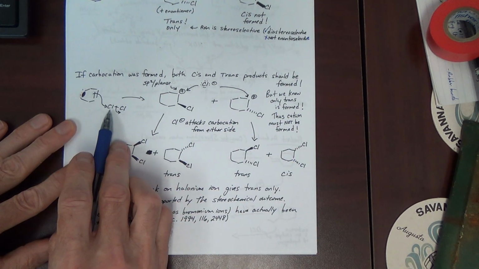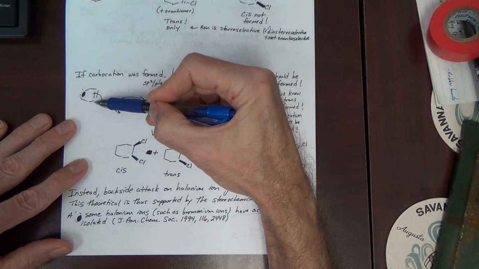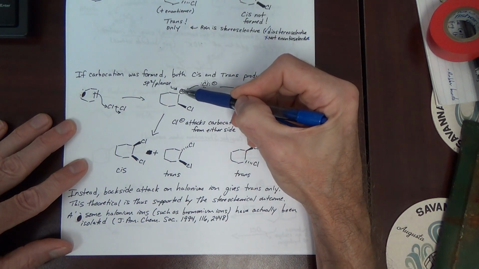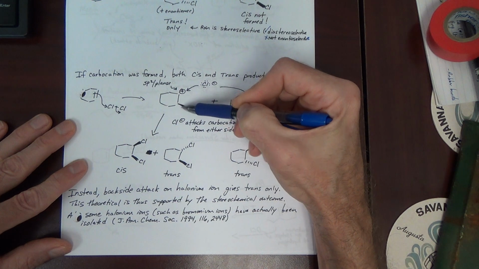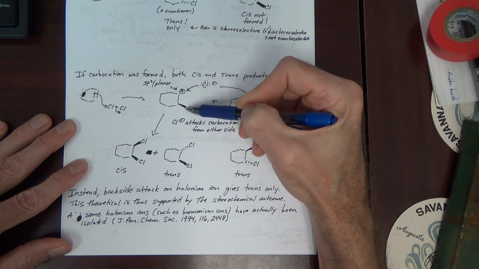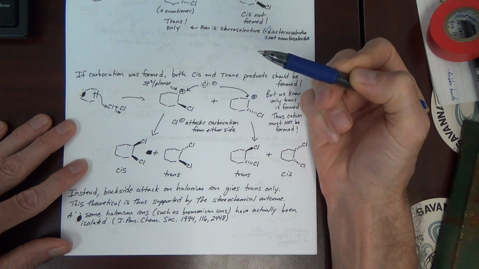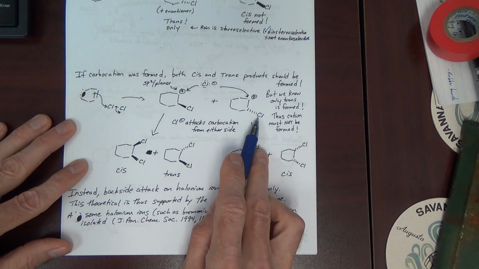Because if this attacked the chlorine and kicked the other one off, first off, where are you going to make the carbocation, top or bottom? It doesn't matter. They would be the same. I made it at the top. Now this carbon is now tetrahedral, 4 bonds. I'm going to draw the new chlorine forward. All right? But it can also be back.